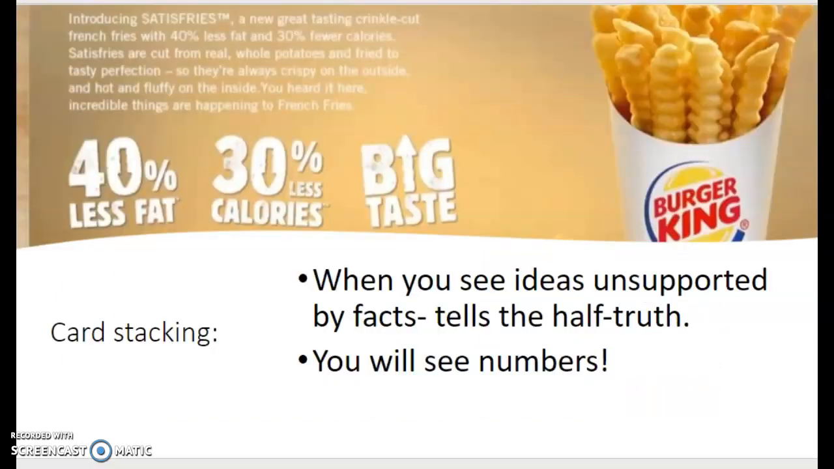The next one is card stacking, and this is when you see unsupported facts that tell half the truth. Most of the time, you'll see numbers or percentages for this type of propaganda. So, 40% less fat of what? 30% less calories compared to what? It's not really telling us the actual statistics. What was it before, and now it's 40% less? Also, you see something that's like 100% juice. Well, you really cannot have 100% juice. There has to be at least some water in there. Therefore, they're not really telling us the whole truth. So, for card stacking you most likely will see numbers or percentages.